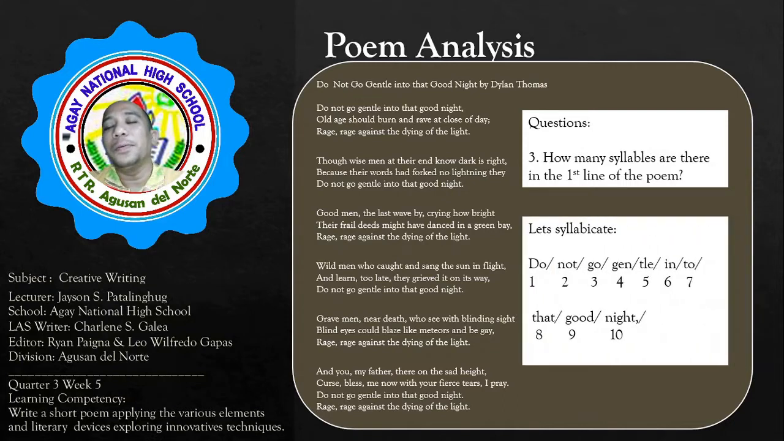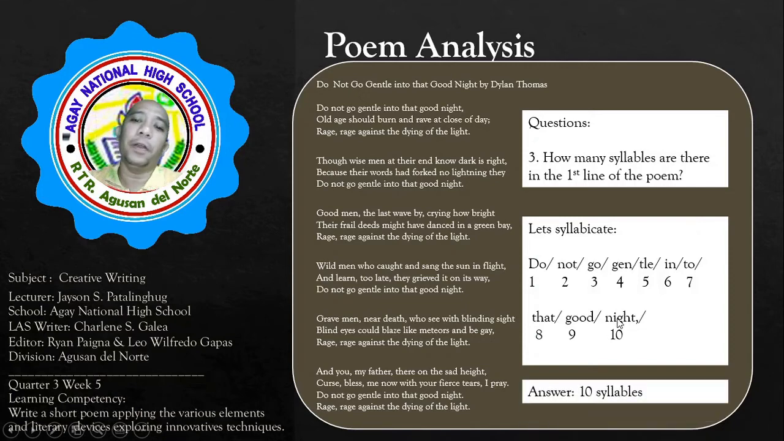Okay. So, we separate them with a slash to check how many syllables are there in that line. So, do not go gentle, okay, gentle is 2 syllables, in-to, that's another 2 syllables, that, 1 syllable, good, and night. So, there are 1, 2, 3, 4, 5, 6, 7, 8, 9, 10. So there are 10 syllables in that line.